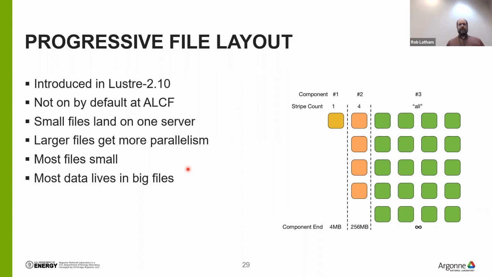So instead of having a system where you have to opt into the most amount of parallelism, progressive file layout lets you do something else. It lets you say, okay, for every file in this directory or this file system, if it's small, in this first region, and what counts as small is configurable, just use 1 server. As it gets a little bit bigger, please use a few more. And if it gets very, very large, use all the servers you can find.